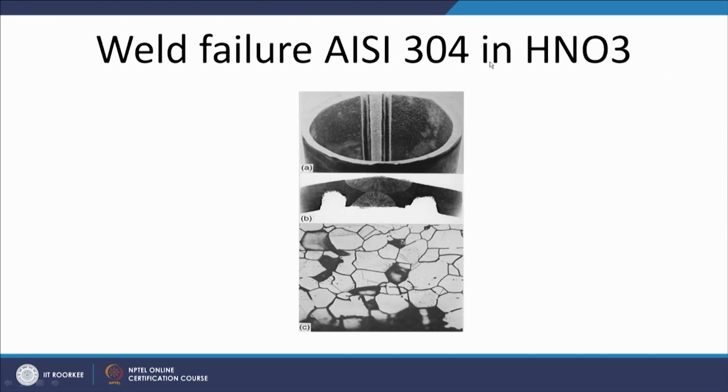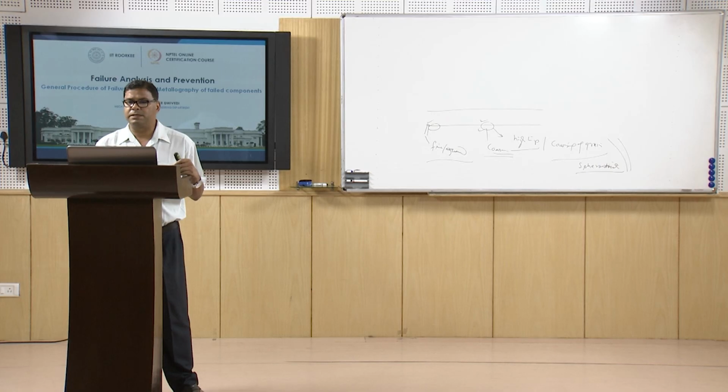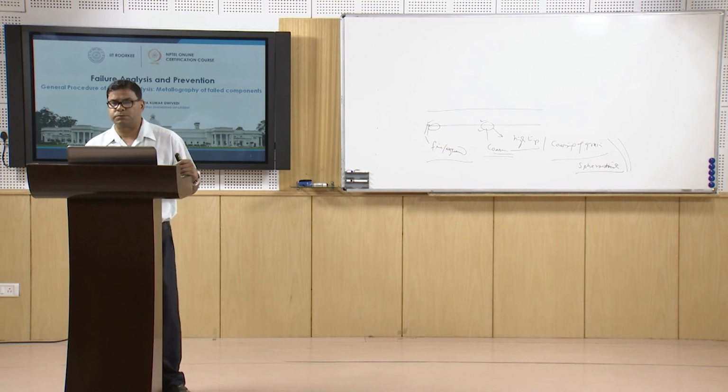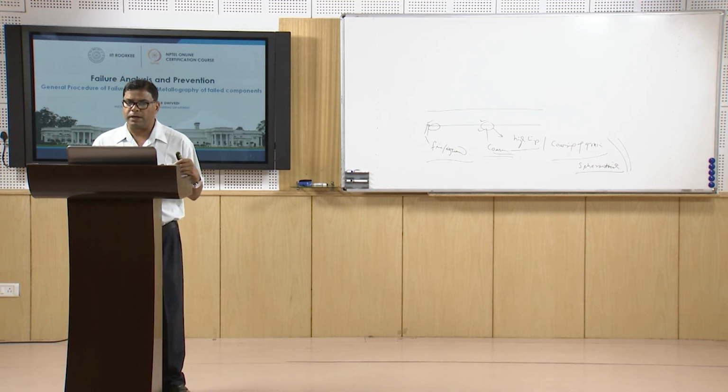Like this component which has failed due to stress corrosion cracking, what it shows is that grain boundaries have been completely eaten out. So, if the failure of the weld is taking place in a corrosive environment, it means the corrosion sensitive metal is exposed to that particular kind of environment, then the grain boundaries are eaten out and that will cause the intergranular fracture, especially in case of the AISI 304 steel which is exposed to the nitric acid environment.